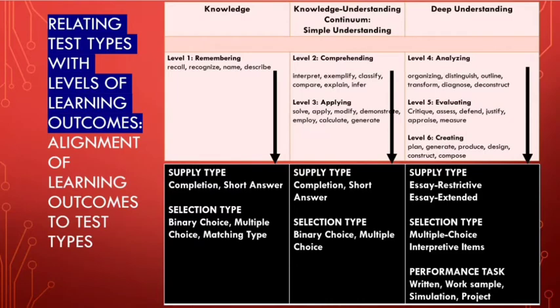But of course, with specific subtypes. Like for the supply type, for HOTS, it's about essay, restrictive, and essay extended. We cannot use the completion or short answer type for deep understanding. For selection type, it could be multiple choice, but of course, the options, the choices which you are going to give will be about critical thinking, higher order thinking skills.